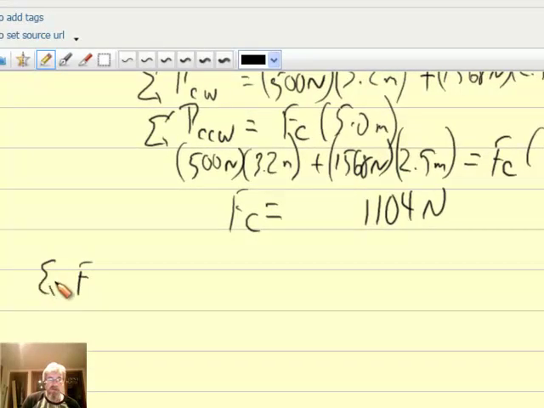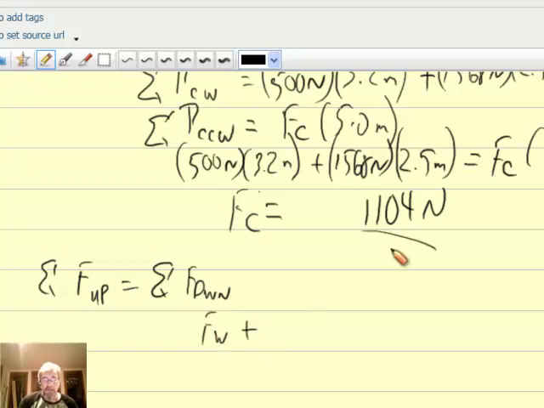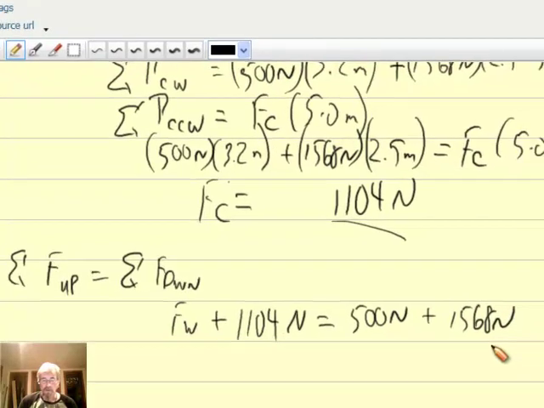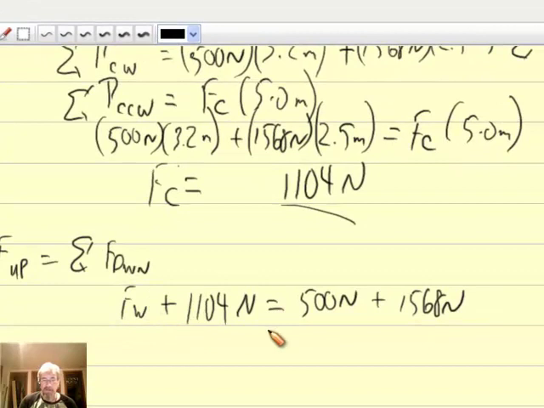I can say the sum of all up forces has to be equal to the sum of all the down forces. The up forces are the force on the wall, which I don't know, plus the force exerted by the crane, which I now know to be 1,104 newtons. The down forces are the two weights. Well, there was the girl that weighed 500 newtons, and then we also found out that the beam itself weighed 1,568 newtons. So we solved this very easily by just subtracting 1,104 newtons from both sides, and we find out that the force exerted by the wall must be 964 newtons.